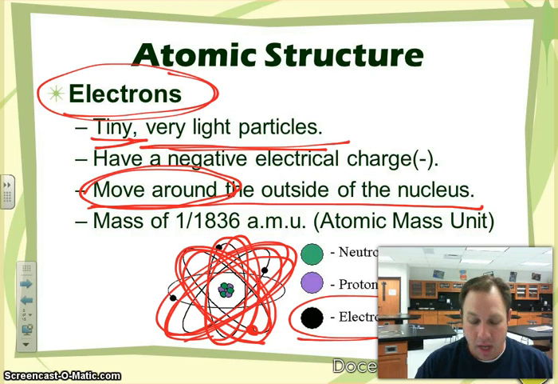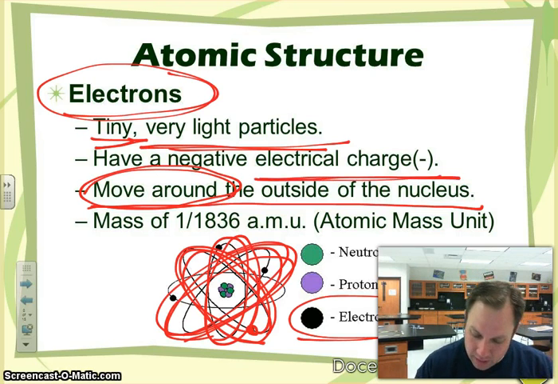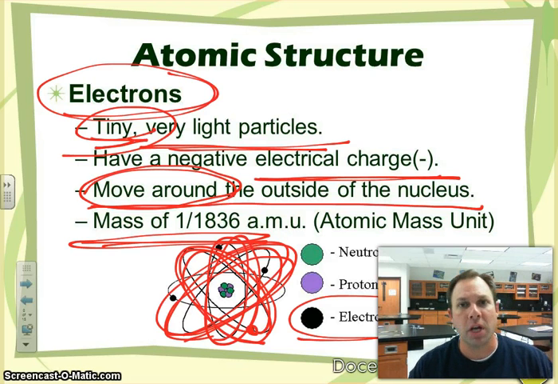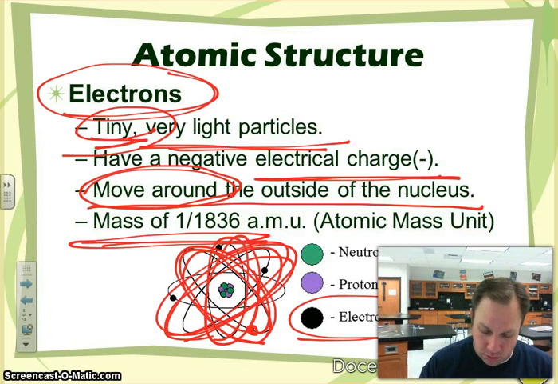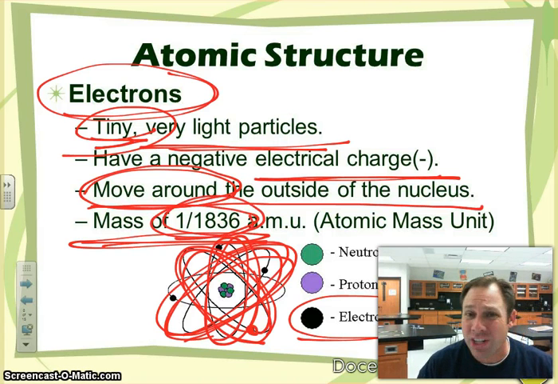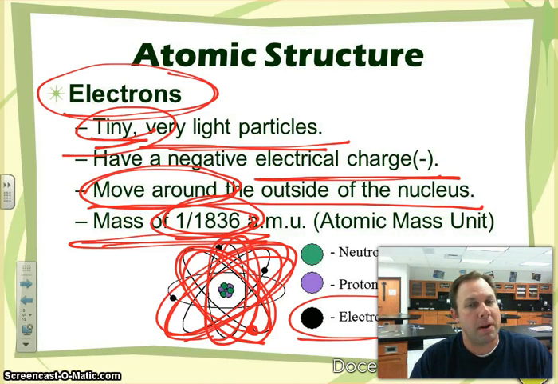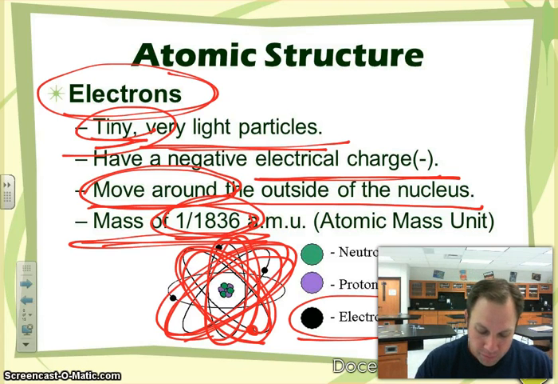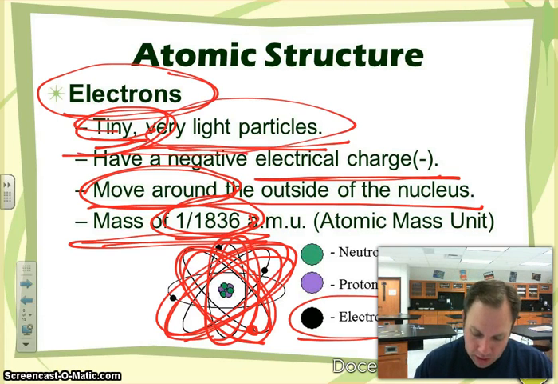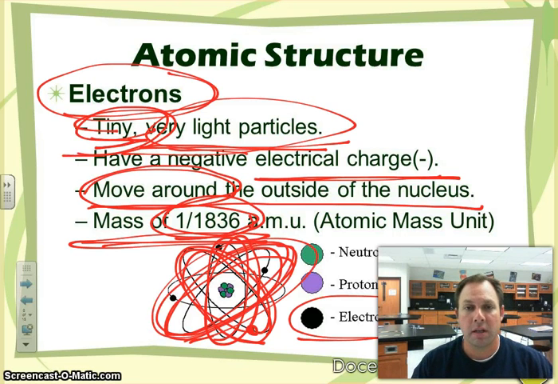They go around the nucleus. They also have a negative charge. Okay, so electrons are negative. And then electrons, again, we said they're small, have a very small mass. Whereas protons and neutrons have a mass of 1 AMU, the electrons have just a fraction of that mass, 1 in 1,836th of an atomic mass unit. They're very, very small, especially compared to protons and neutrons. So they're very tiny, very light particles, and again, they orbit the nucleus of the atom.